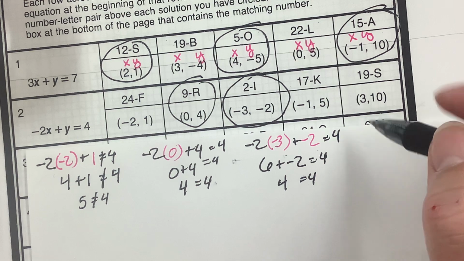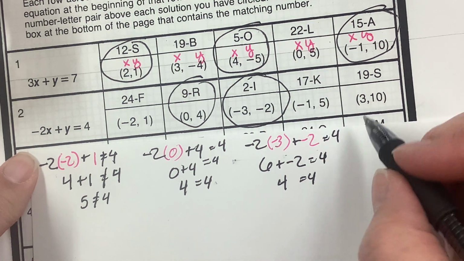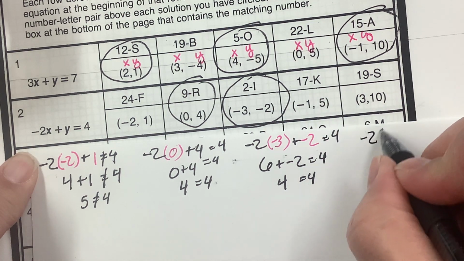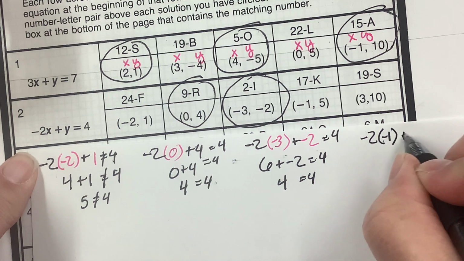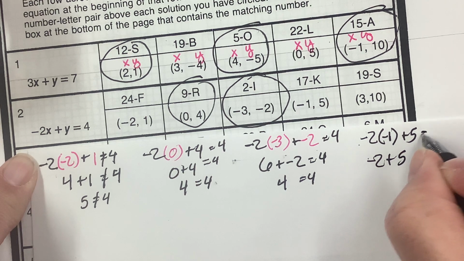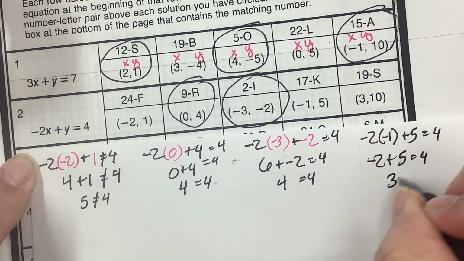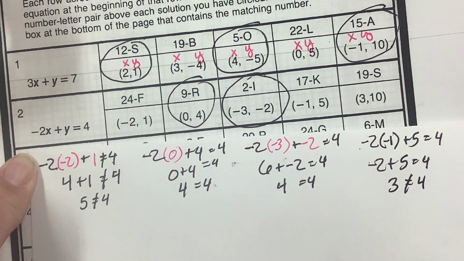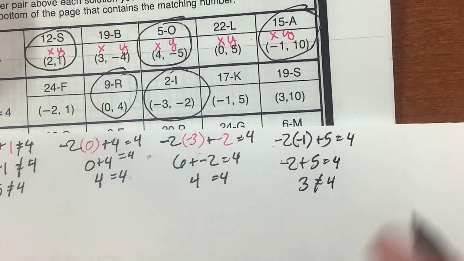17. -1 and 5. So -2 times -1 plus 5. -2 plus 5. You know what? This is not going to work. This is going to be 3. That's not equal to 4.